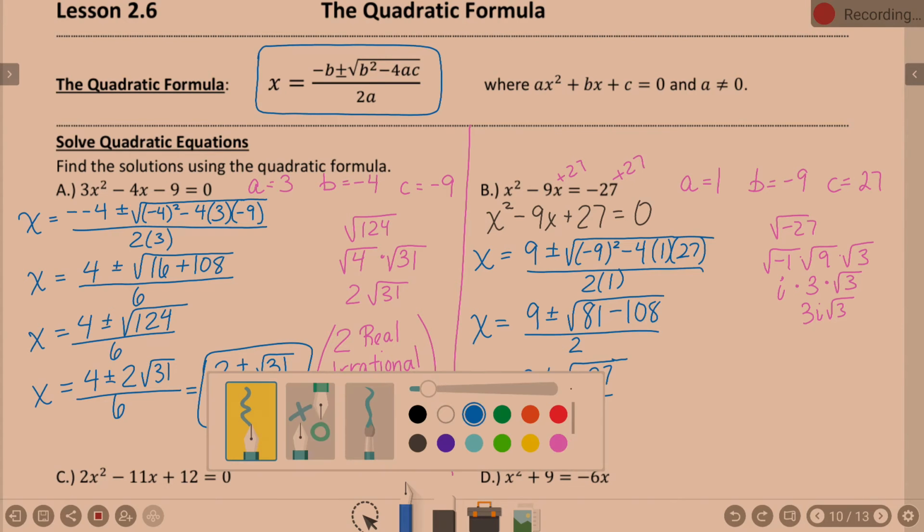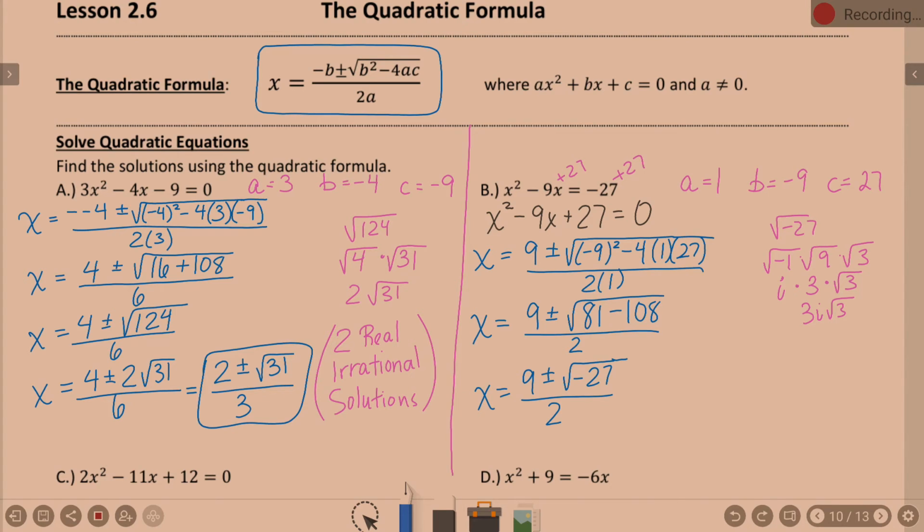Okay, so what's that mean my answer is looking like? 9 plus or minus 3i square root of 3 over 2. Okay, 9 plus or minus 3i square root of 3 all over 2. Final answer. Is it the final answer? Yes. You can't divide. And here's the deal. Do 9, 3, and 2 all divide by something other than 1? No. So 9 plus or minus 3i square root of 3 over 2 is the final answer.